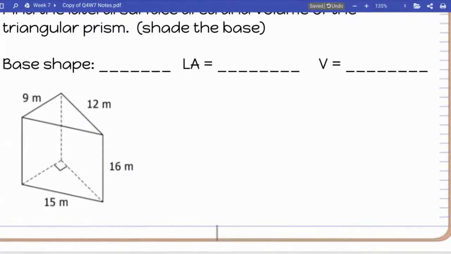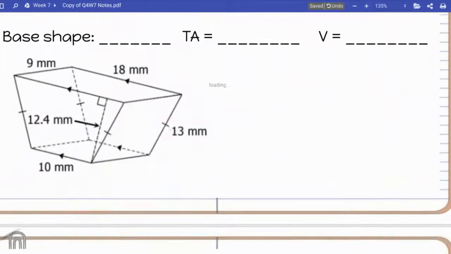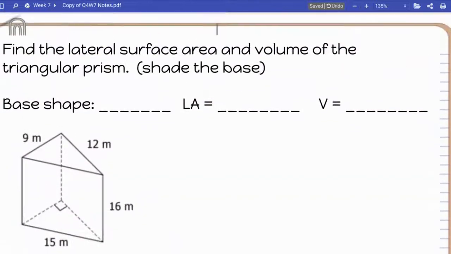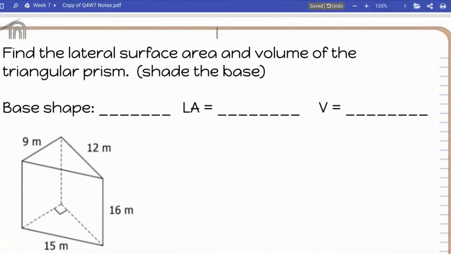So you should try to do the next three examples on your own, and then pause the video and then come back and see if you did it correctly.